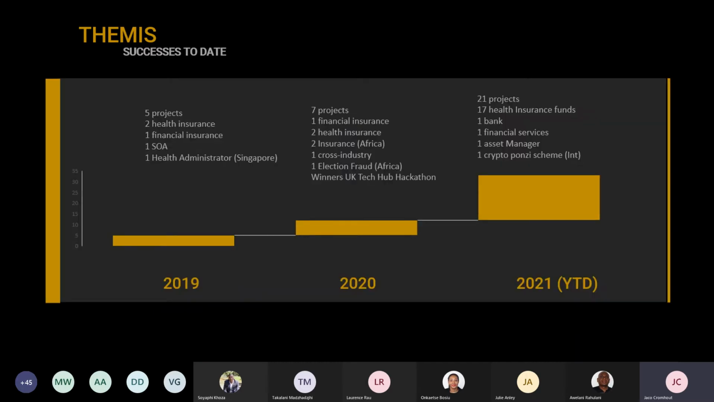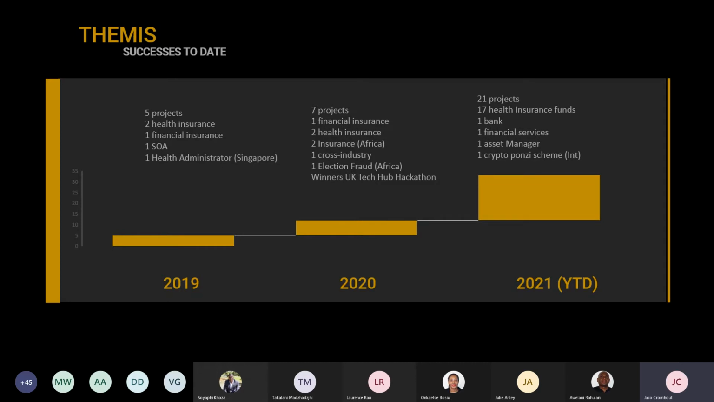So perhaps just lastly, we have launched Themis late Q3 in 2019. And as you can see, in 2019, we managed to sign up 5 different customers. In 2020, which was a very difficult year for us, 7 projects. And year to date, we have signed 21 new clients.